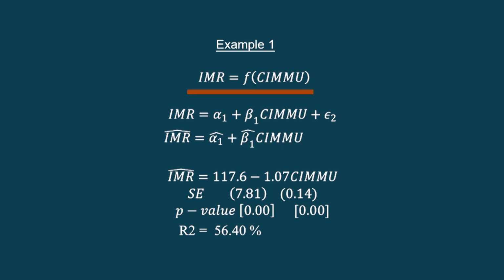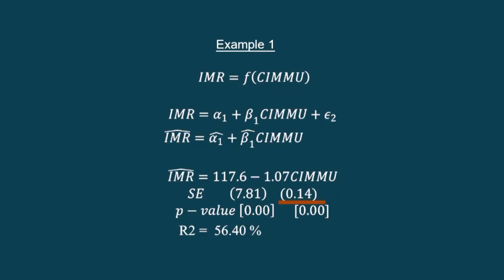This goes back to an empirical example where the infant mortality rate is a function of, say, child immunization. The model has alpha 1 and beta 1, which are estimated as alpha 1 hat and beta 1 hat. Based on the result, we can see that the probability values are less than 0.05. So the null hypothesis is rejected, and we can claim that child immunization has an impact on the infant mortality rate. That is how the testing of hypothesis is applied. The standard error is 0.14, and 1.07 is the value of beta 1 hat. If we divide 1.07 by 0.14, we get the t value, which is statistically significant. Similarly, if we divide 117.6 by 7.81, we get the corresponding t statistic, which is also significant at the 5% level.